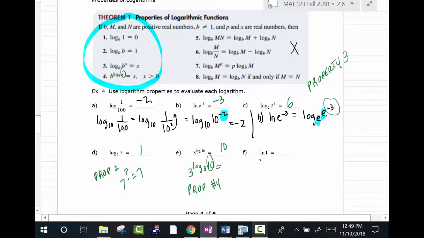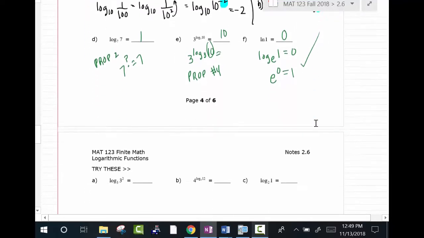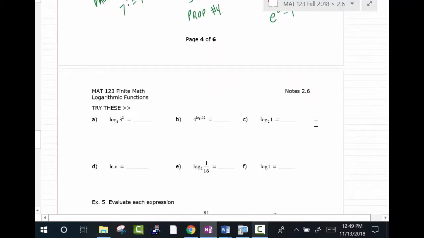How about the next one, ln of 1? Is that 1, 2, 3, or 4? That's 1, exactly. So anytime you do a log of 1, you get 0. And what this problem really means is log base e of 1 equals 0. It's e to the 0 equals 1. That's why it's right, if you change that back to exponential form. That's what I want you to get comfortable with in this class, the properties. Okay, so let's go to this next page.